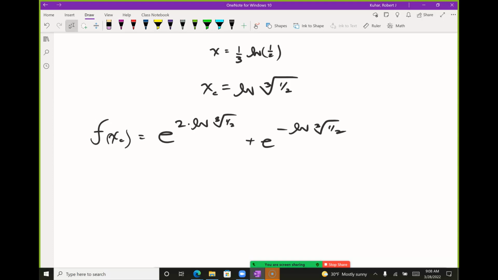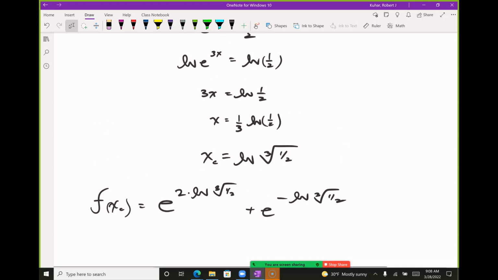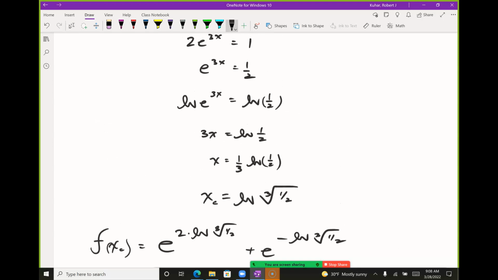How did you get 3x? Ln of e to anything is anything, because they're inverses. Is that Alan? Yes. Do you remember me torturing you with this last semester? The inverse properties of the logs.